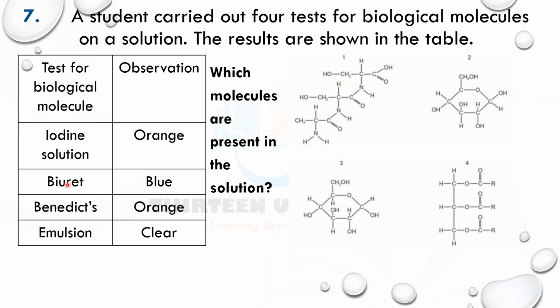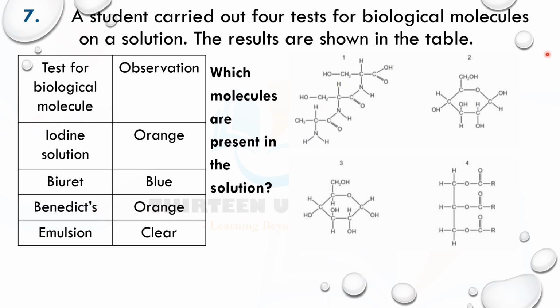Biuret is used to test for amino acids and protein, and it remained blue. If starch was there, it would have been blue-black. If protein was present, it would have turned purple or lilac or mauve. Now, Benedict's solution is used to test for reducing sugars, and it changed to orange. That means it is present. Emulsion is used to test for lipid. If lipid was present, it would show a cloudy white precipitate. So that means lipid is not there, protein is not there, starch is not there. The only one that is there is reducing sugar.